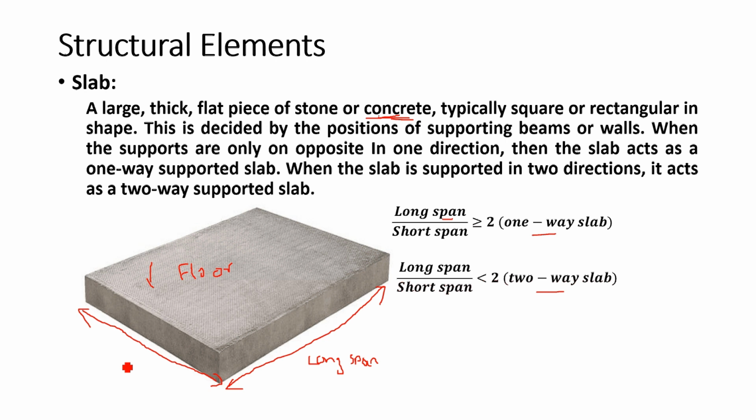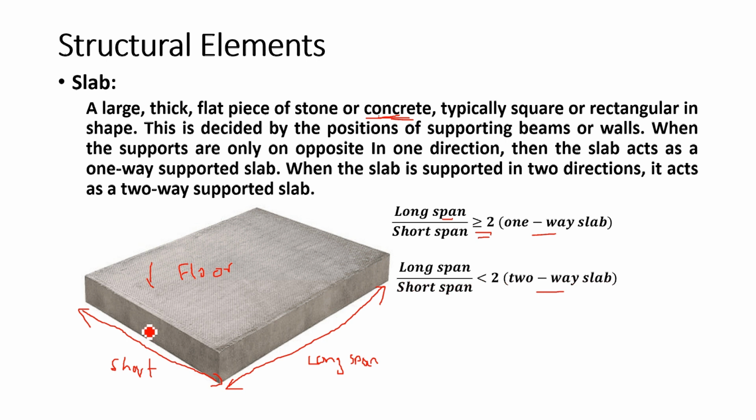This is the short span. You know, this longest span over shortest span ratio, if it is greater than or equal to 2, that slab we define as a one-way slab. If the longest span over shortest span ratio is less than 2, that is a two-way slab. The equal sign is here. If it is equal also, that is a one-way slab.